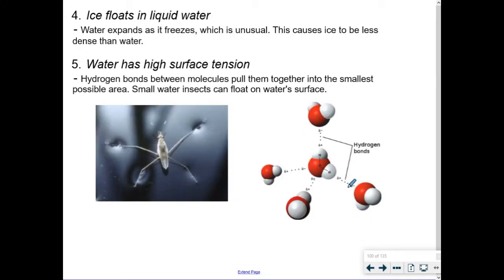Number 4, ice floats in liquid water. Another huge important one for human life. Because if it wasn't for the fact that ice floats in liquid water, our polar ice caps would be on the ocean floor. Well, no, they're floating, right? But think about how that affects the geography of Earth. We have Antarctica and Greenland, 2 massive bodies of ice that are actually floating on the surface of the water, right? Normally, things that are in a solid format don't float on top of things that are liquid.